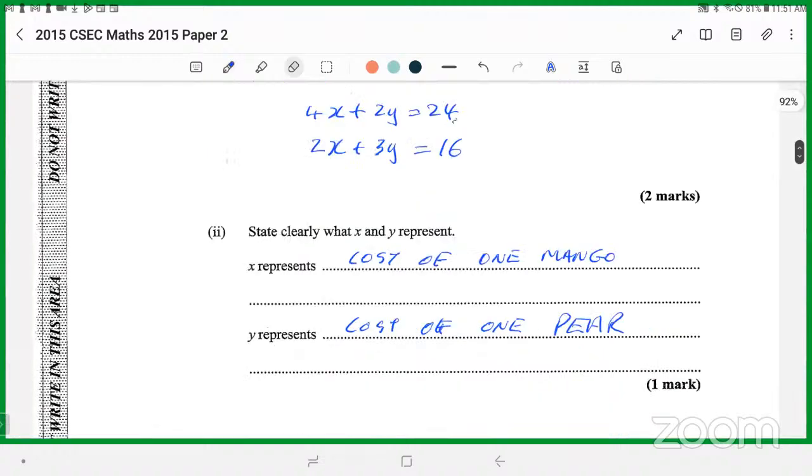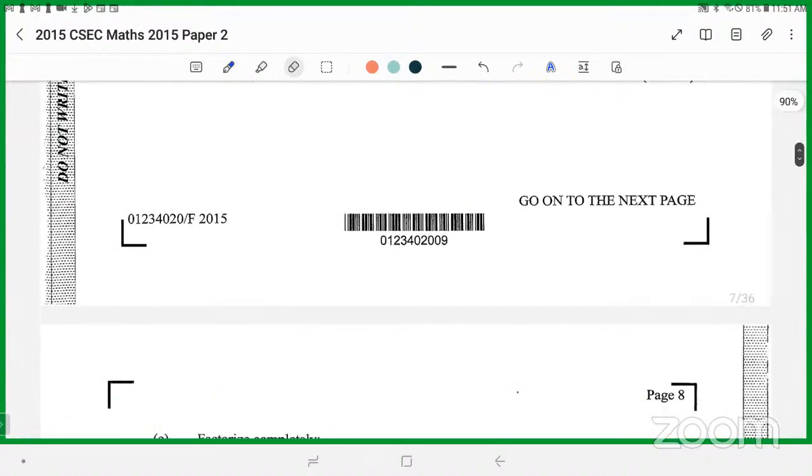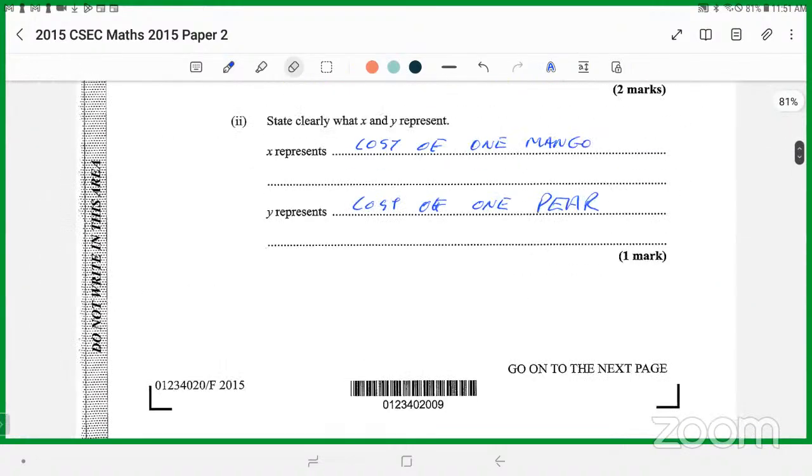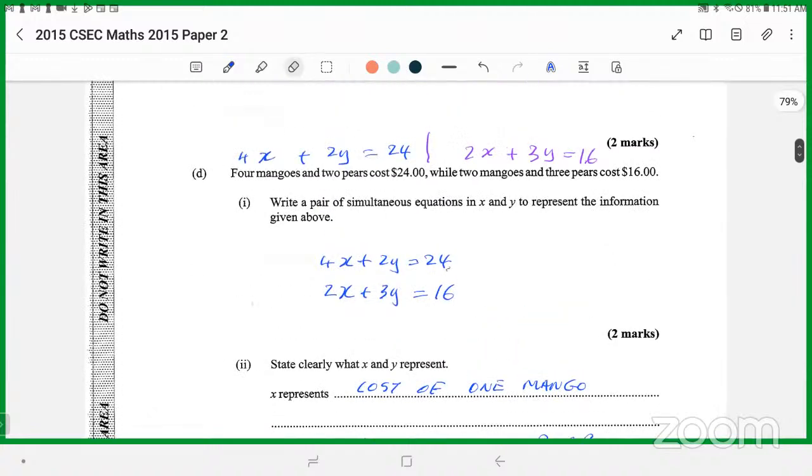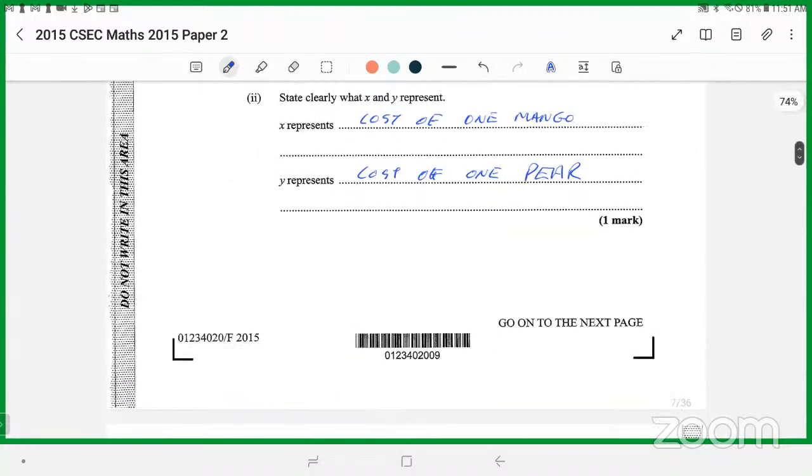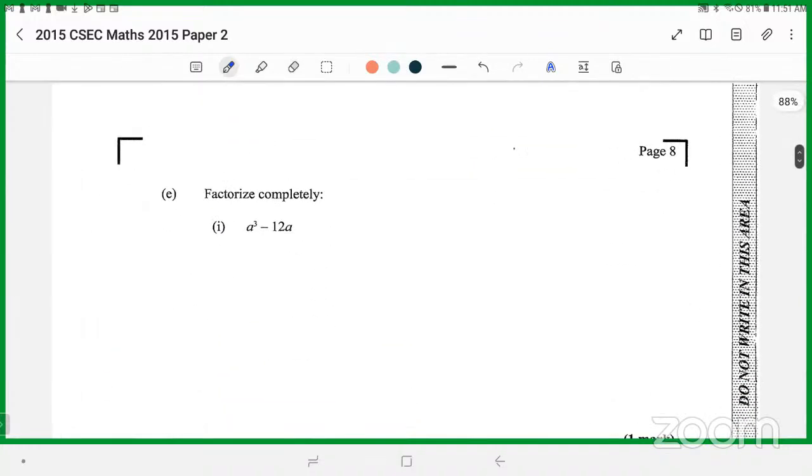Next one says, now, what do I have to do next? All right, I thought they would have asked us to solve them. They're not asking us to solve them. So that is it. That's the answer for that one. All right, those 2 equations. Next one says, factorize completely this expression.